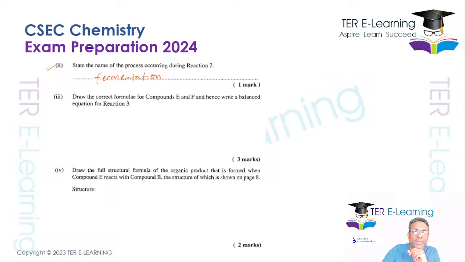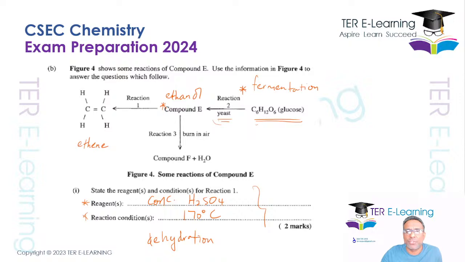Next one here. Draw the correct formula for compounds E and F, and hence write a balanced equation for reaction 3. So what do you want? Correct formula for E and F. What is E? What is F? So E is ethanol, and what is F? Okay, so we're taking ethanol, and in this third reaction we are burning it.